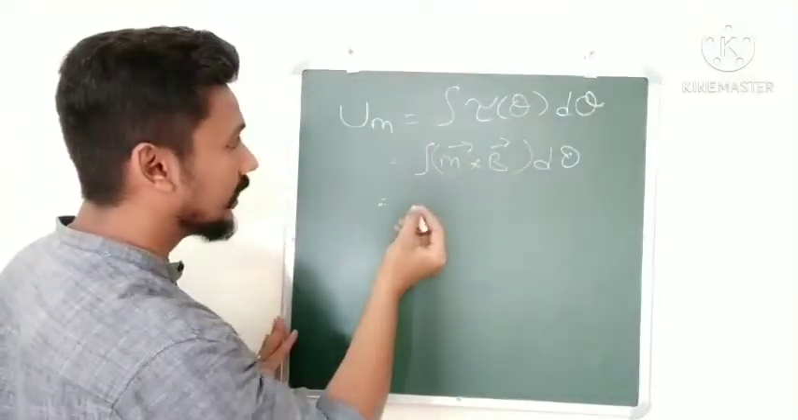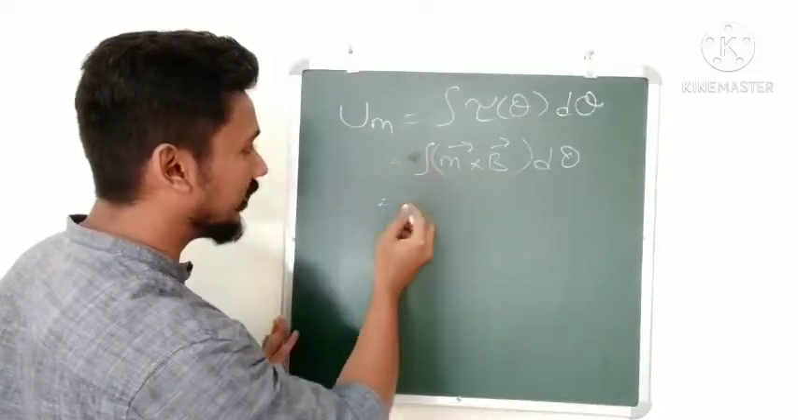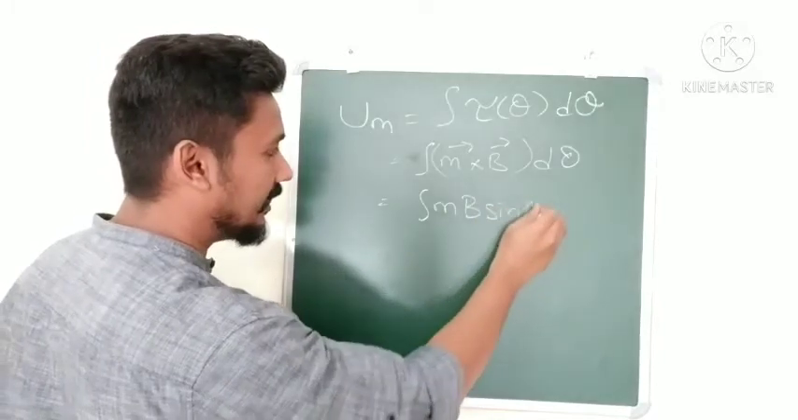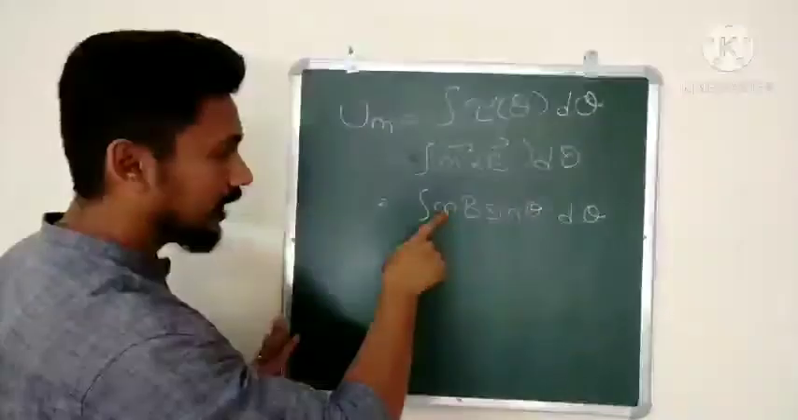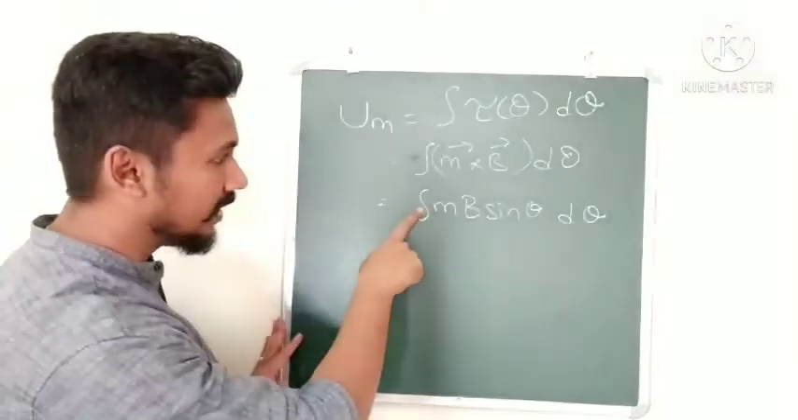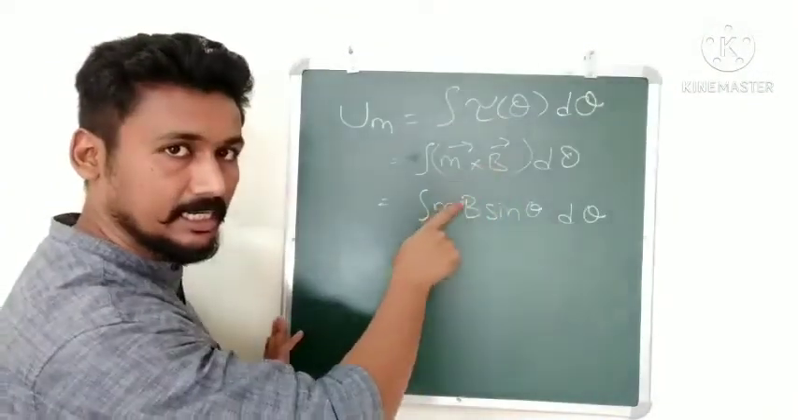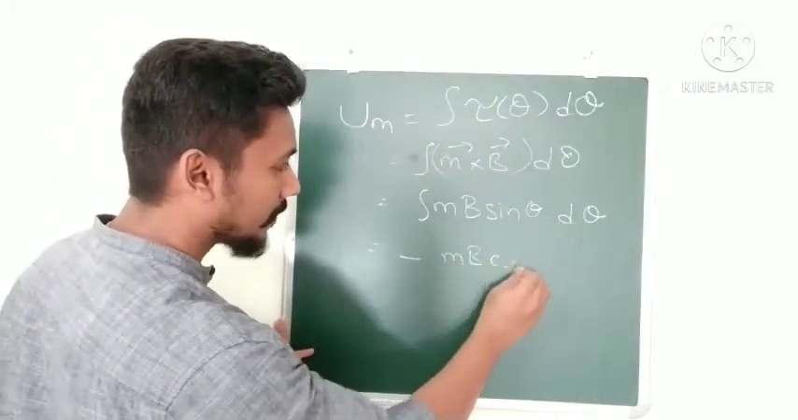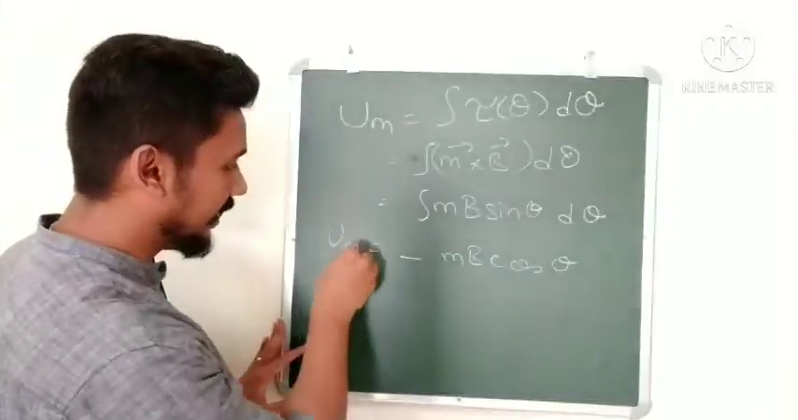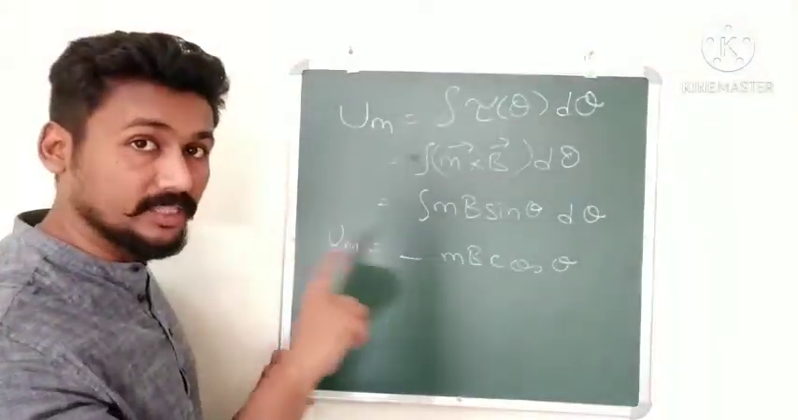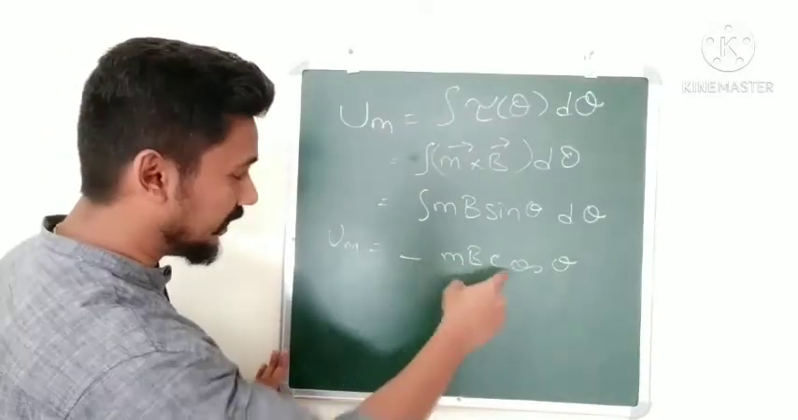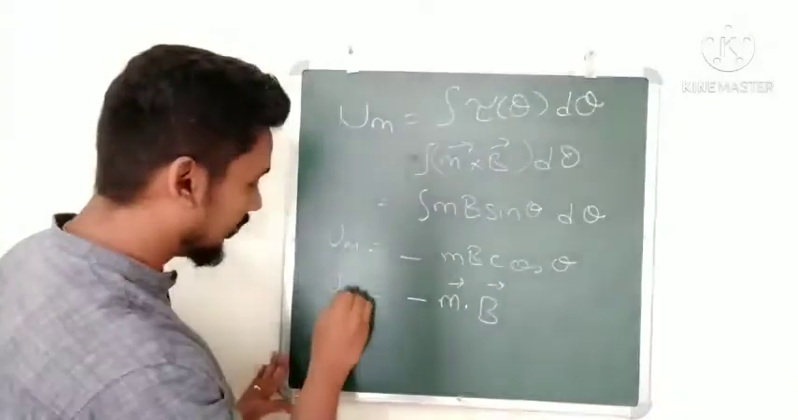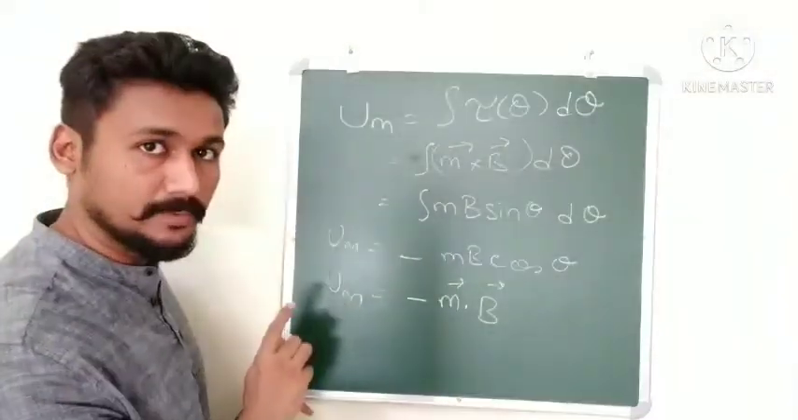So we will get this as integral of MB sin theta d theta. M and B are constants, so they come out of the integral. The integral of sin theta d theta is minus cos theta. Therefore we get minus MB cos theta. This is the magnetic potential energy of the compass. Of course, minus MB cos theta is nothing but minus M dot B. So the potential energy is given by this formula.